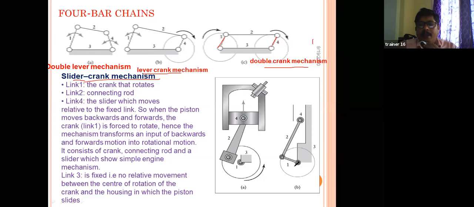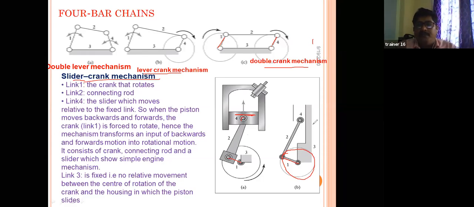Here the crank is link 1, we can call it A. This crank is rotating 360 degrees. Here one link is rotating, the crank. And then the second link is nothing but a connecting rod, which is connected to the piston and to the crank. This connecting rod is connected to the piston on one side and the crank on the other side.